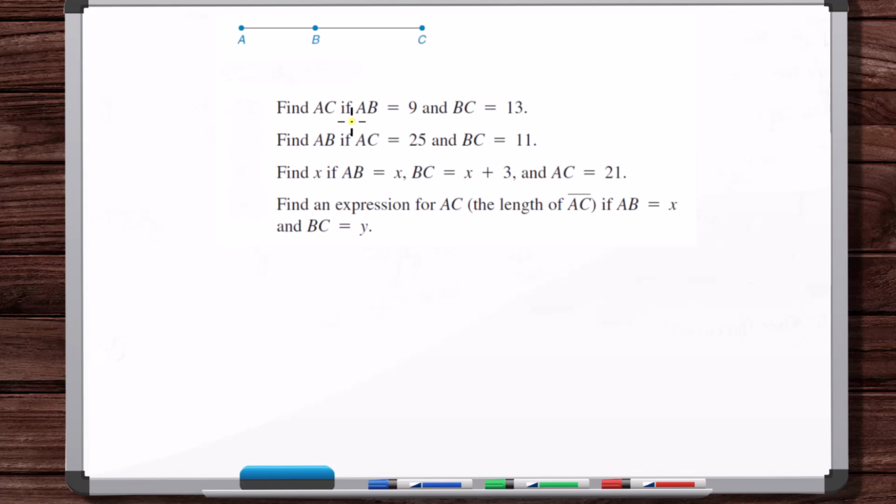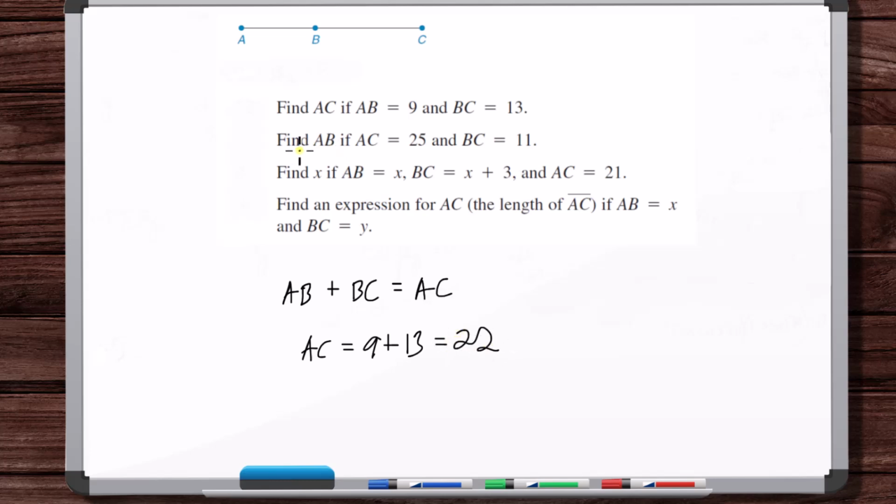Find AC, the length AC, if AB is equal to 9 and BC is equal to 13. So, we know that the length of AB plus the length of BC is going to be the length of AC. We can see that. The length of AB plus the length of BC is equal to the length of AC. So the length of AC is 9 plus 13, which is 22.